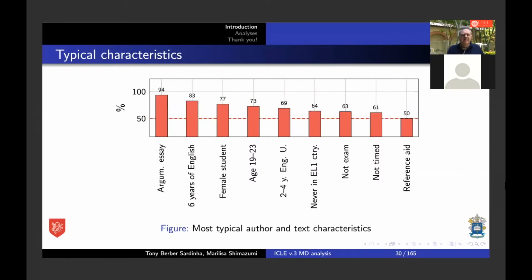Okay, so here's a summary. Most texts were argumentative, written by students who had been learners for 6 years or more. They're female, aged between 19 and 23, had been studying English at the university for 2 to 4 years, and had never been in an L1 country. The texts were not part of an exam, they were not timed, and it's a coin toss for reference aids. So these are the basic traits.